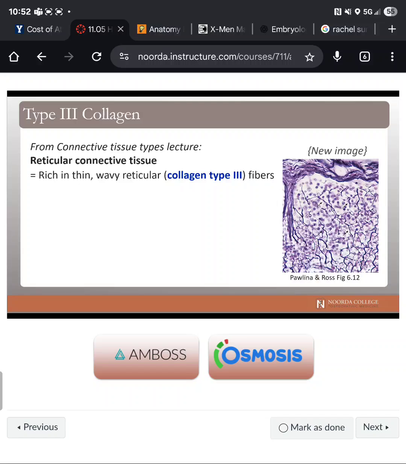Type 3 collagen, I've also mentioned reticular connective tissue already, but don't forget reticular is the mnemonic. So collagen type 3 fibers, and you can see this very fine, loose network here. This is your reticular fibers, very fine meshwork. And you can see this in the formation of the stroma of organs, bone marrow, lymph.